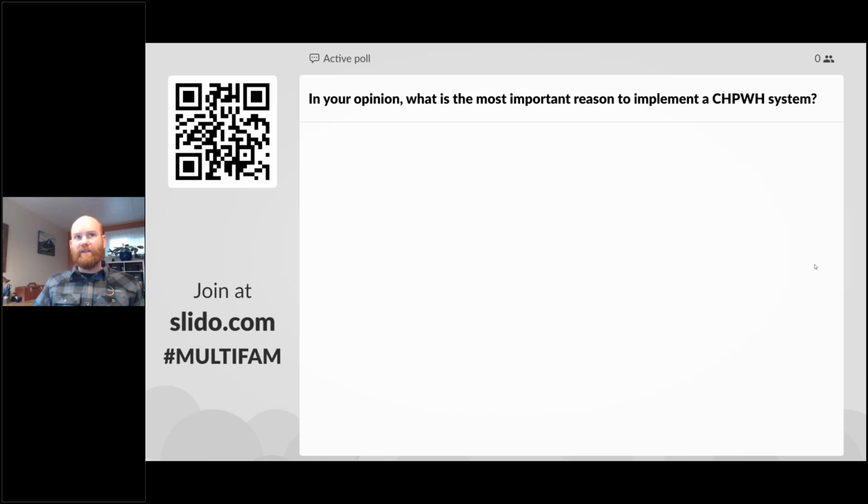So in your opinion, what are some of the important reasons to implement a commercial heat pump water heating system for the buildings you're working on? Code compliance, yes, we always want to be compliant with the code, regardless of if it's Seattle Energy Code or a building code or a plumbing code.